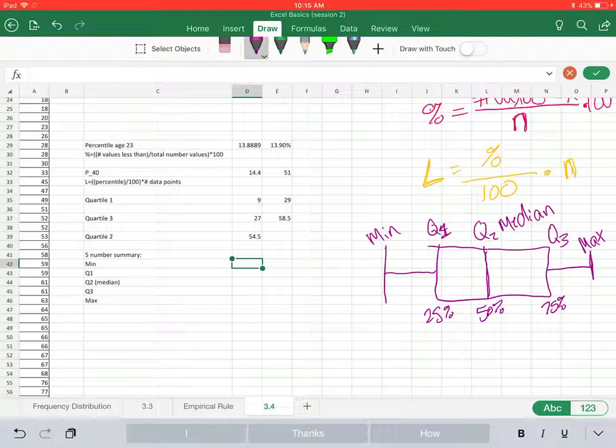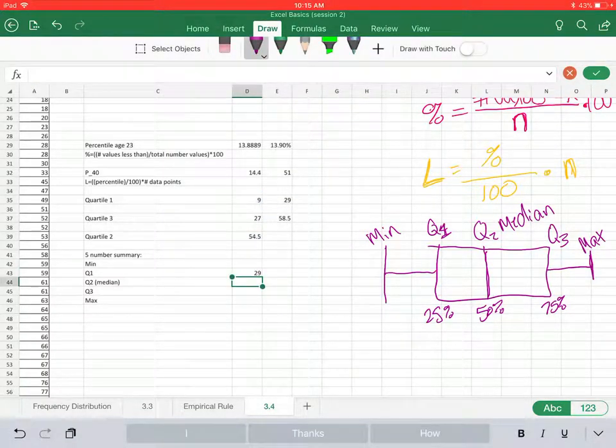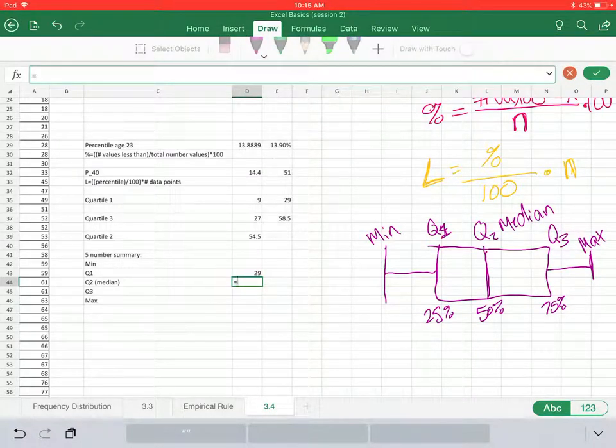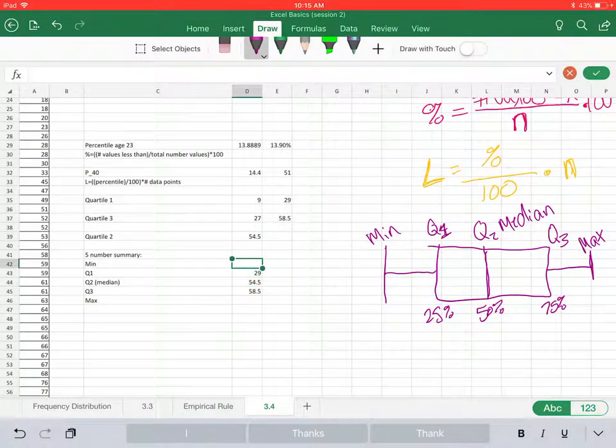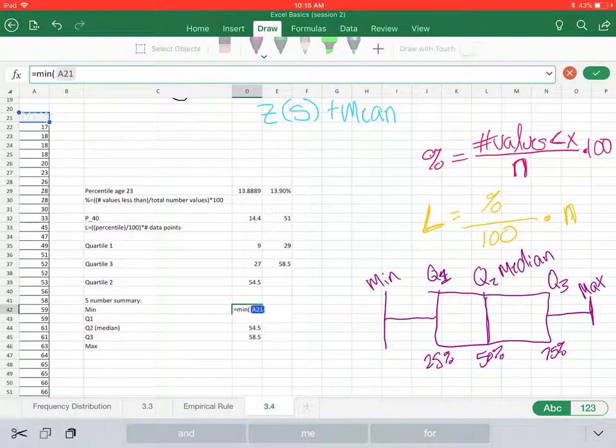So the next thing we have is the minimum, in the 5-number summary. We've already found quartile 1, 2, and 3, so I'm not going to really worry about those, but I'll put the answers in here so that way you can just see it. So quartile 1 is 29, quartile 2 is 54.5, and quartile 3 is 58.5. So I showed this to you previously in Excel Basics Part 2, I believe. So you just do equals min, and then all you need to do is highlight your data set.